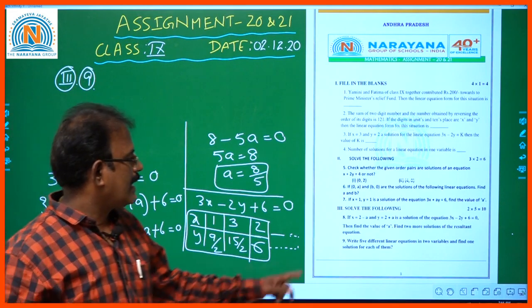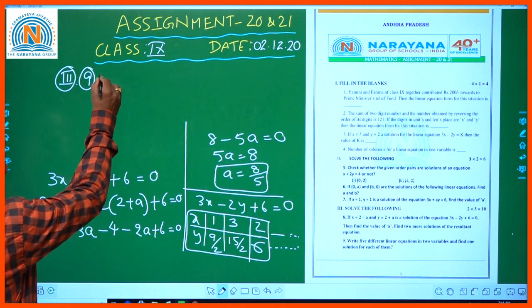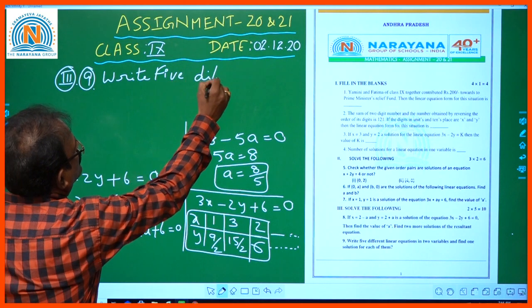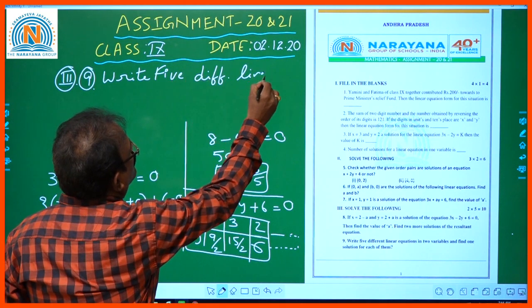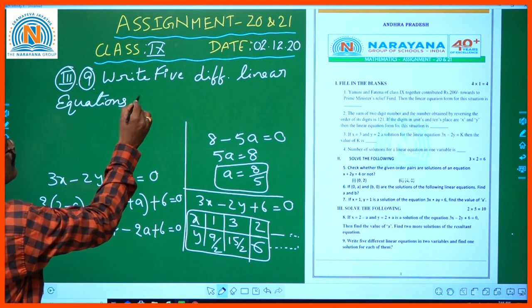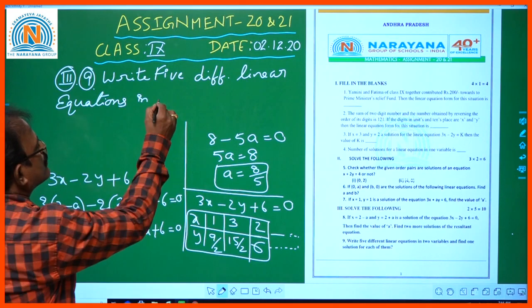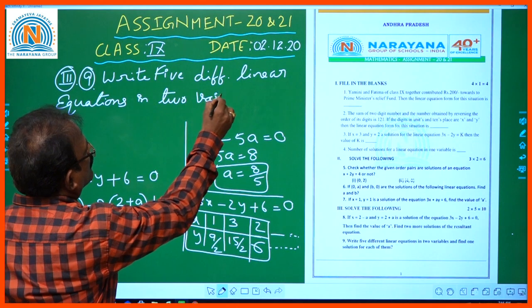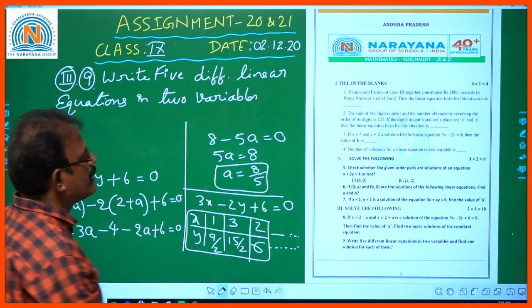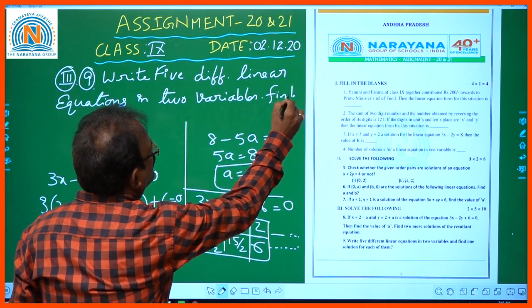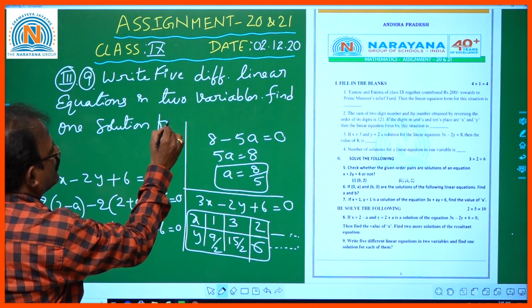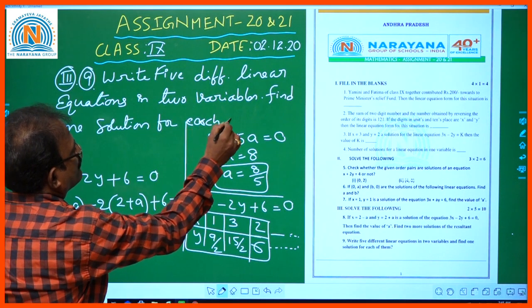Question number 9. Write 5 different linear equations in 2 variables, and find one solution for each of them.